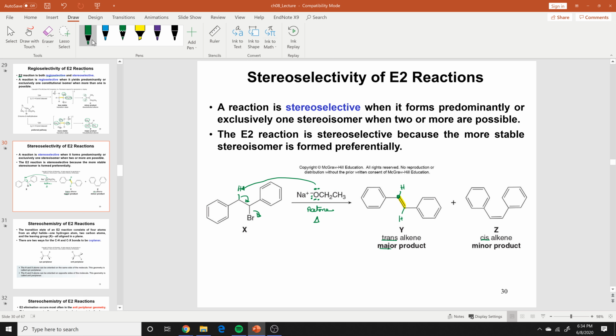I could have gone with hydrogens and say that these two hydrogens are opposite to each other, then this is trans. If these two hydrogens are cis to each other, or on the same side, then this is going to be a cis alkene.